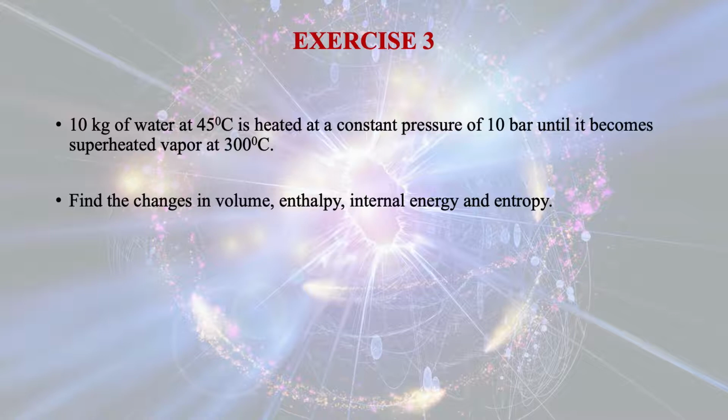Now the next problem is: 10 kg of water at 45 degrees centigrade is heated at a constant pressure of 10 bar until it becomes superheated vapor at 300 degrees centigrade. Find the change in volume, enthalpy, internal energy and entropy. This is also a very interesting problem. So it is a constant pressure process, but the initial temperature was 45 degrees centigrade and the final temperature is 300 degrees centigrade.